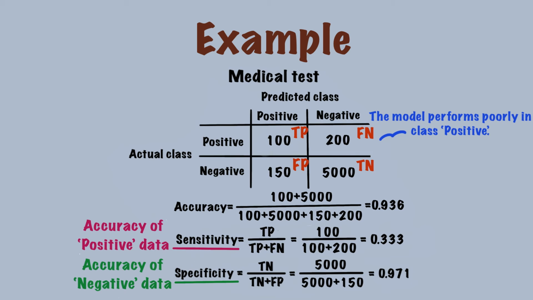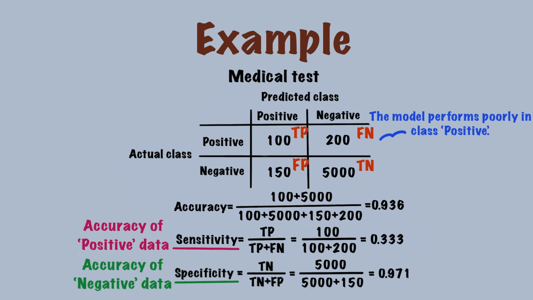Now we can look at the specificity. Specificity is the accuracy of class negative, so it's Tn divided by Tn plus Fp, which is 0.971. In other words, the model performs almost perfectly in class negative, but don't get too excited, sometimes it's because of the nature of data. For example, in a medical test, most people are healthy, and if the model classifies most people as healthy, then it would get a high specificity.